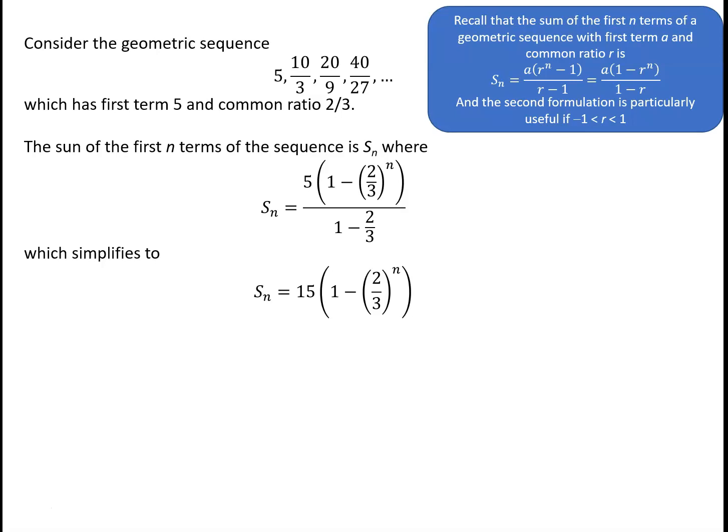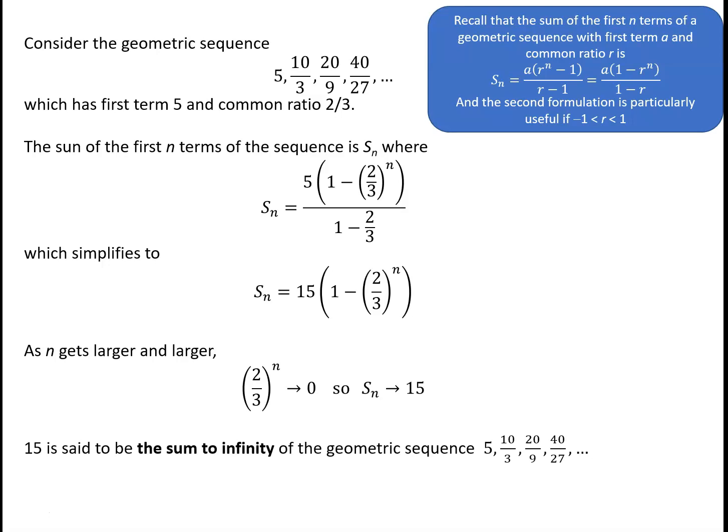Now as n gets very, very large, 2/3 to the n gets smaller and smaller. It gets closer and closer to 0. So the expression for Sn is going to get closer and closer to 15. And we say that 15 is the sum to infinity of the geometric sequence 5, 10/3, 20 over 9, etc.